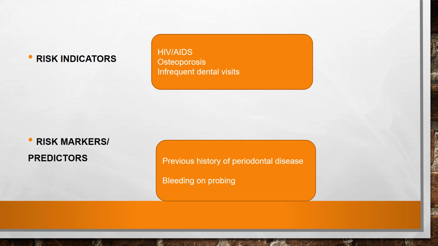And also bleeding on probing, as we said before. The presence of bleeding on probing is not a true indicator of disease, but the absence of bleeding on probing determines periodontal health.